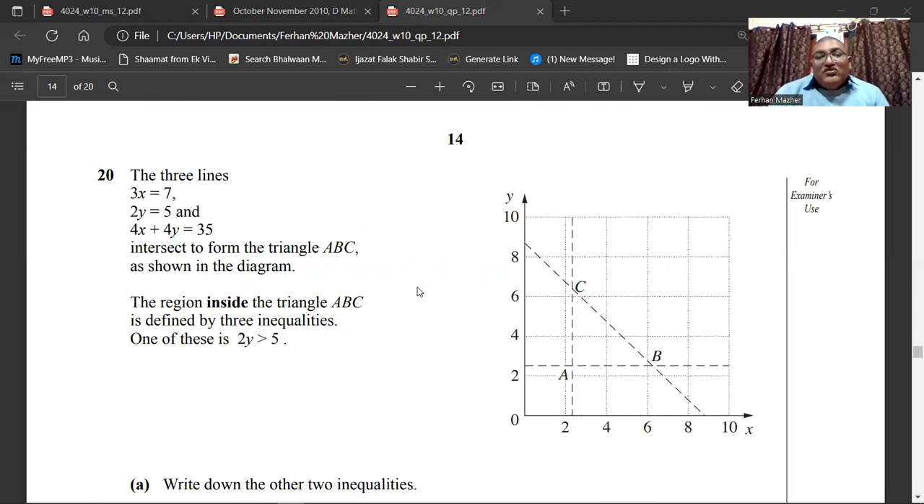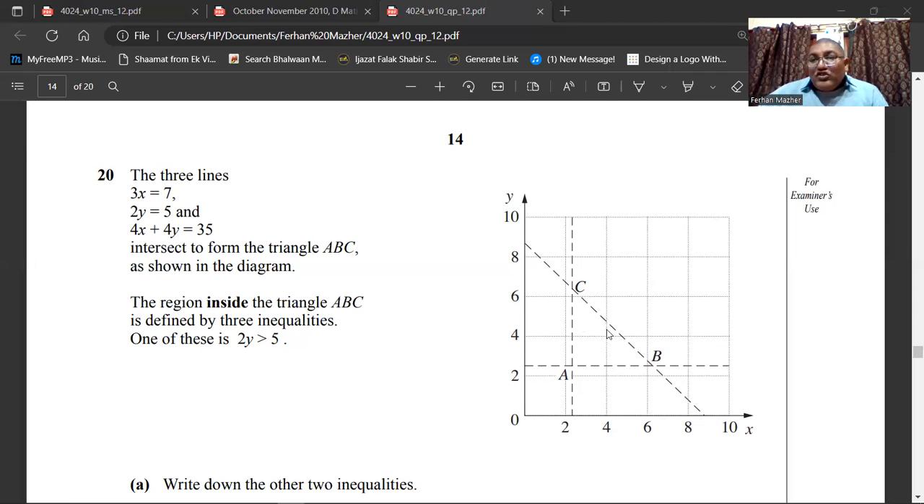One of these is 2y is greater than 7. So y equals to a number, that is a horizontal line. So this is basically this line. So 2y is greater than 7 because the area is here above this line. So that's why the crocodile's mouth is towards the y. This is given. Now the other two lines which are left, that is 3x equals 7, and you know x equals 7 by 3.